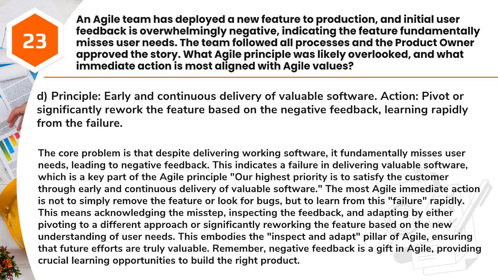The most Agile immediate action is not to simply remove the feature or look for bugs, but to learn from this failure rapidly. This means acknowledging the misstep, inspecting the feedback, and adapting by either pivoting to a different approach or significantly reworking the feature based on the new understanding of user needs. This embodies the inspect and adapt pillar of Agile, ensuring that future efforts are truly valuable. Remember, negative feedback is a gift in Agile, providing crucial learning opportunities to build the right product.